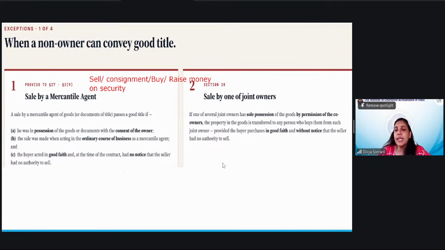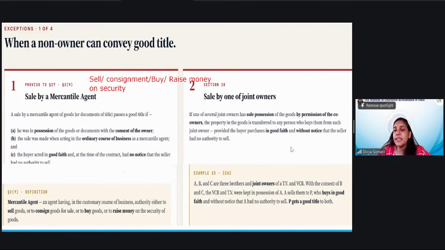At any point of time, if it is revealed that he knew that A is not the owner of the goods, in that case the ownership will not pass. So this is very important to note: the person who is now getting the goods, that means the buyer, has to prove that he is acting in good faith and without notice that the seller had no authority to sell.